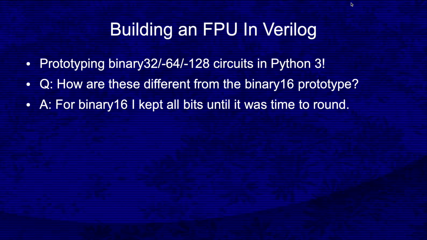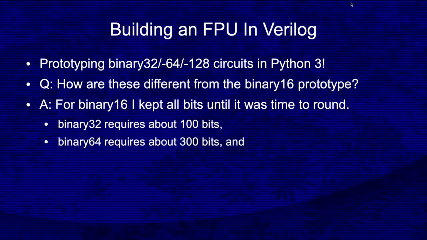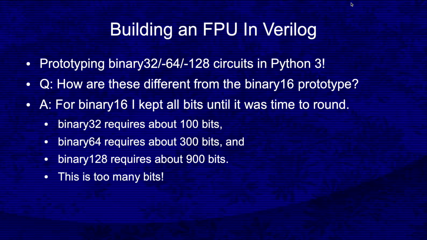I'm going to need 2 iterations of Newton's method for the binary 32 format. This means that there will be 4 multiplications. If I keep all of the significant bits for each of these multiplications, the reciprocal value before rounding will grow to be about 100 bits long. To compute a binary 64 reciprocal would require over 300 bits, and a binary 128 reciprocal would require about 900 bits. This isn't reasonable. After each iteration of Newton's method, I need to reduce the number of bits of precision before beginning the next iteration.